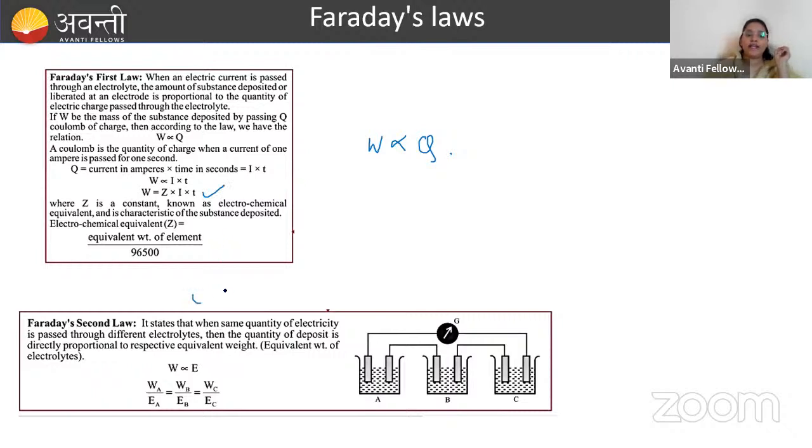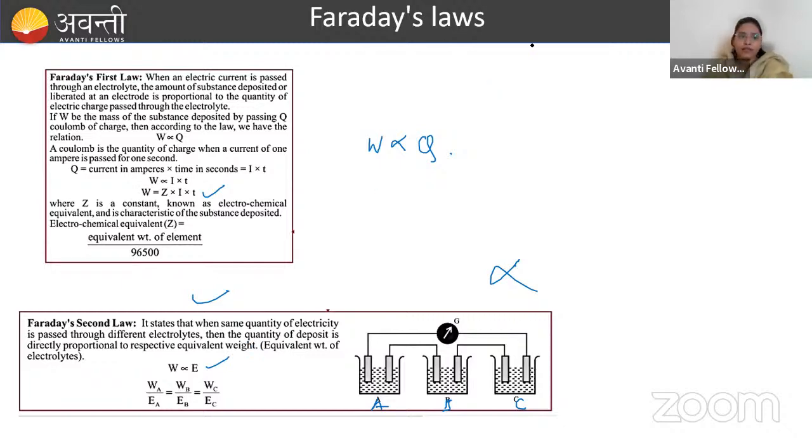Next, Faraday's second law states that when the same quantity of electricity is passed through different electrolytes, say A is an electrolyte, B is another electrolyte, and C is another electrolyte, the quantity of deposition is directly proportional to their respective equivalent weight. So whatever the equivalent weight of the given electrolyte is, it will depend upon that.